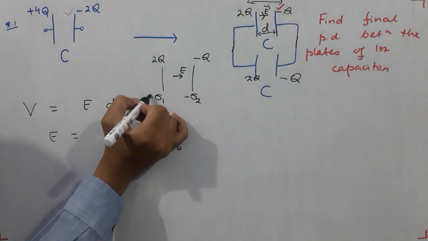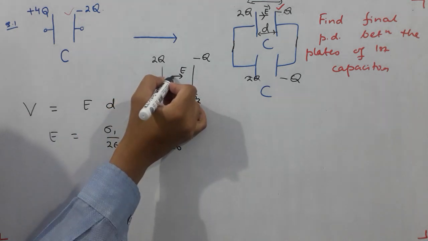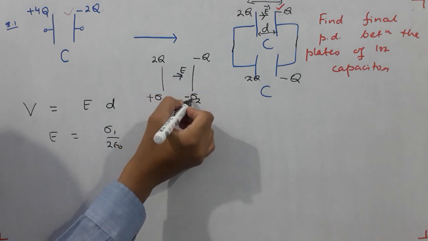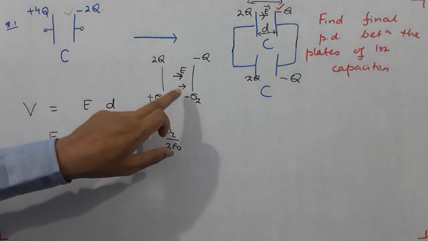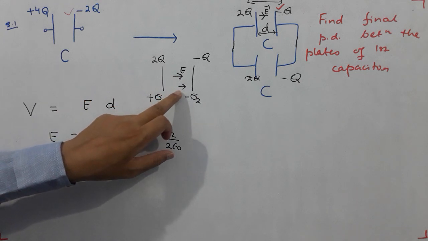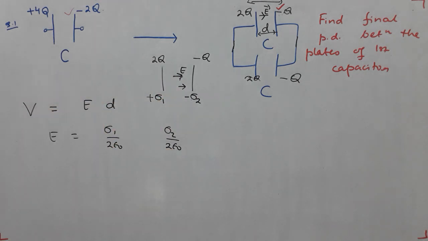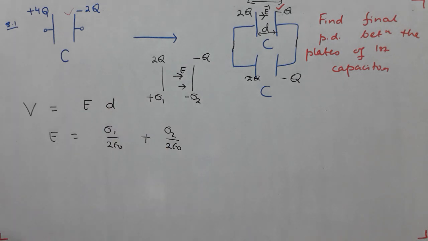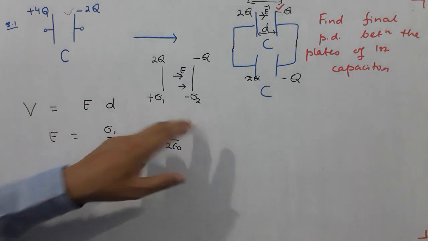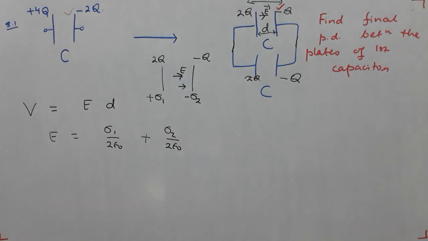See, this is plus, this is minus. So due to positive it will be in this direction, and due to negative also it will be in this direction. So both these directions will be same. Therefore the net electric field between the plates of the capacitor will be sum of these two. So this is plus, this is minus, this will be plus.